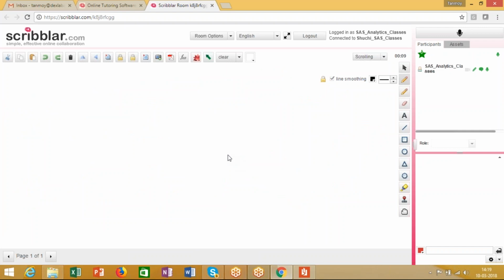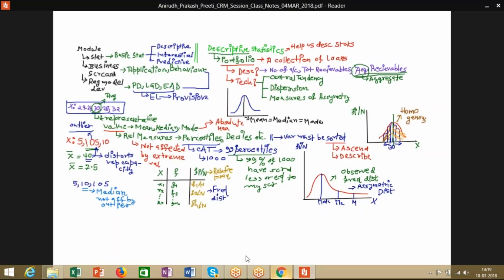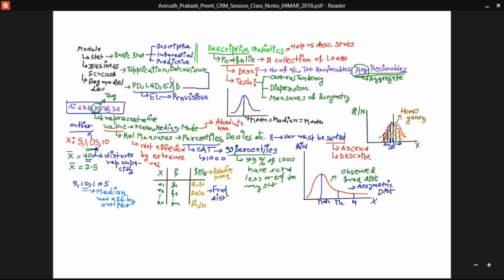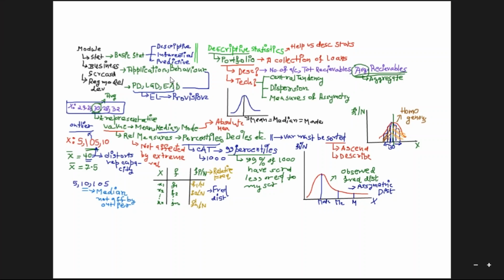In the last class, we had just introduced the basic measures of central tendency, and we said that there are broadly two techniques. One is the absolute measures. The second is the relative measures of central tendency, and so on. From today's session, we'll delve deeper into each of these concepts.